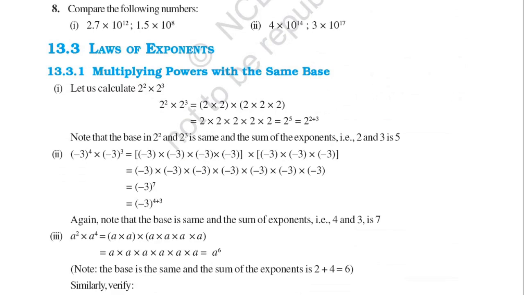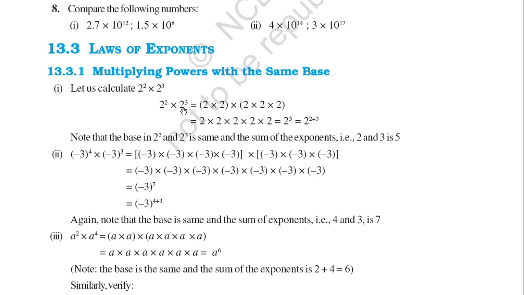13.3 Laws of exponents. So there are laws of exponents. 13.3.1 Multiplying powers with the same base. When there is the same base and you multiply the powers, the exponents get added. So you can see here 2 to the power 2 into 2 to the power 3. When you do that, the base will be the same, but the powers will be added.